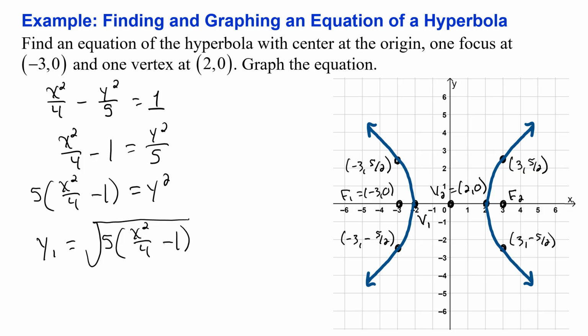Now keep in mind this equation represents a function, so the positive square root actually will represent the upper half of each branch. Then we would have the equation y2 equals the negative of the square root of the quantity 5 times the quantity x squared divided by 4 minus 1. And this negative square root would represent the lower half of each branch of the hyperbola.